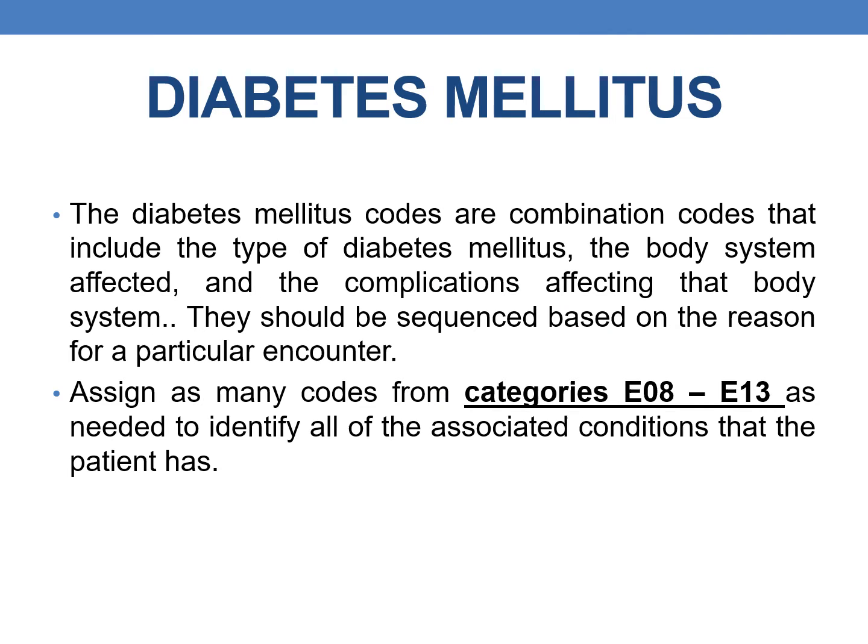First, coming to diabetes mellitus. The diabetes mellitus codes are combination codes that include type of diabetes, the body system affected, and the complications affecting that body system. They should be sequenced based on the reason for a particular encounter. Assign as many codes from the category E08 to E13 as needed to identify all of the associated conditions that the patient has.